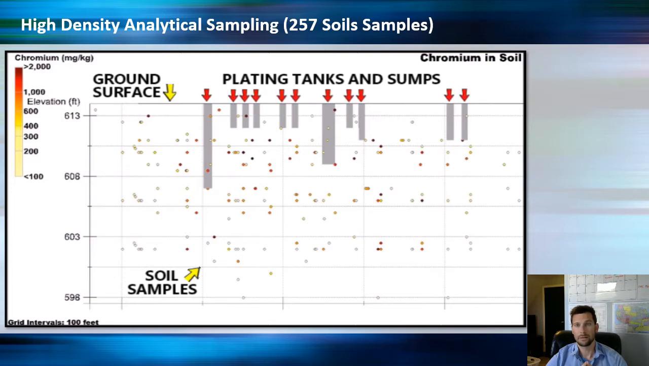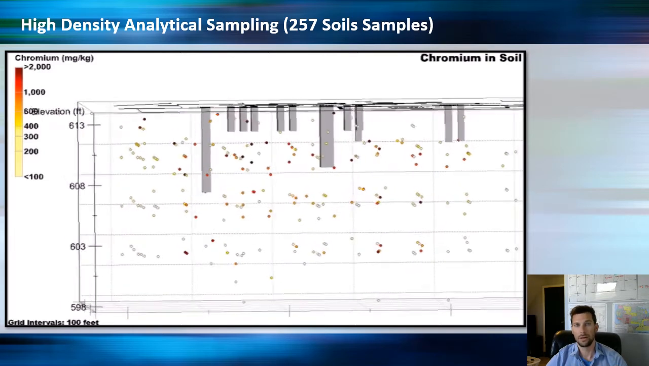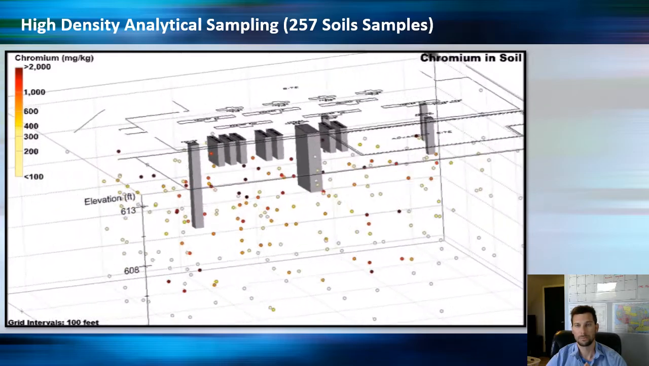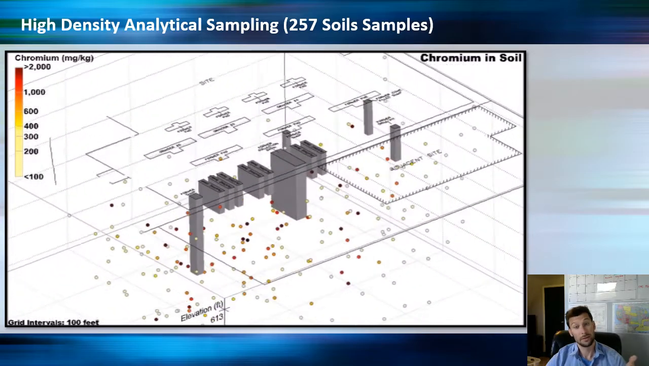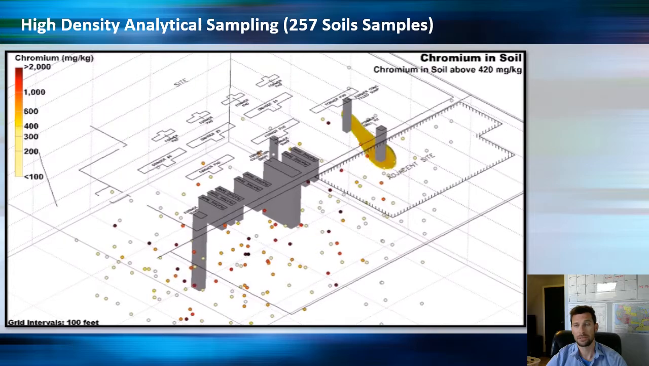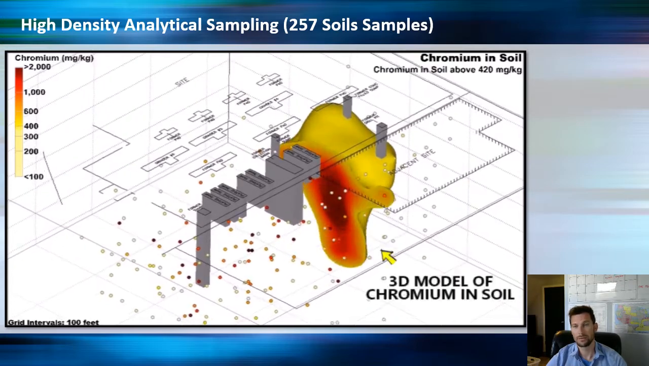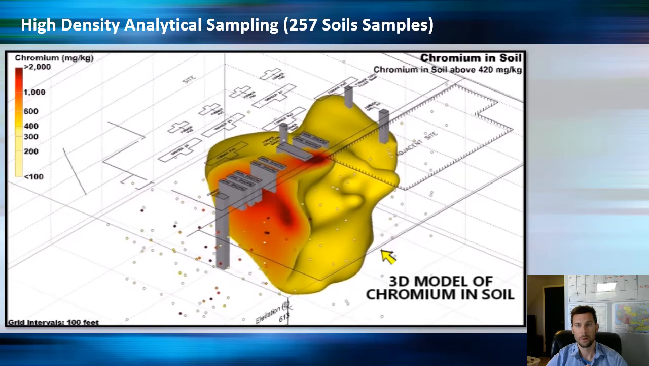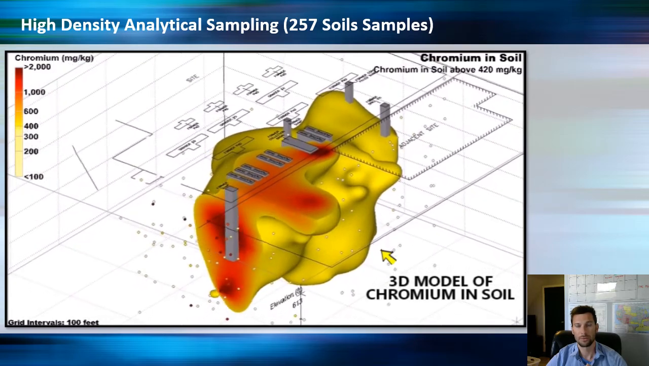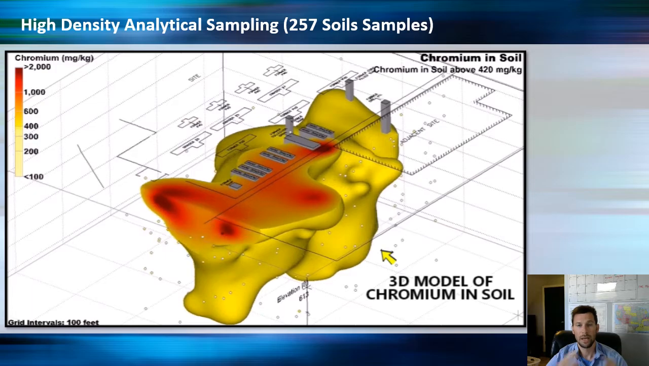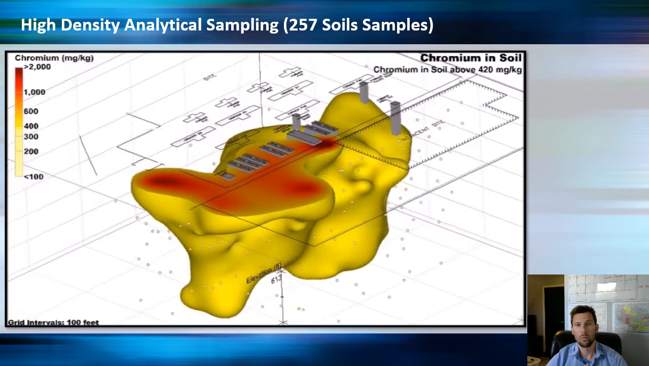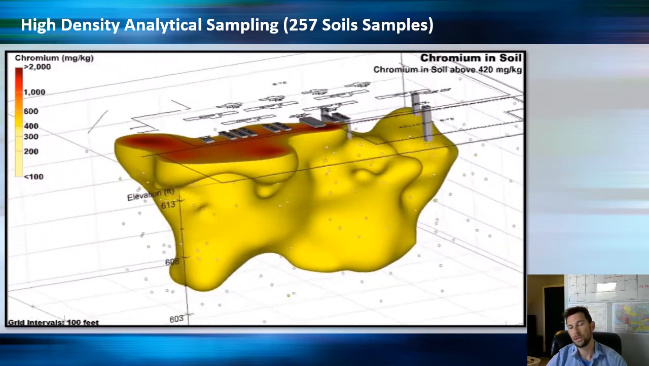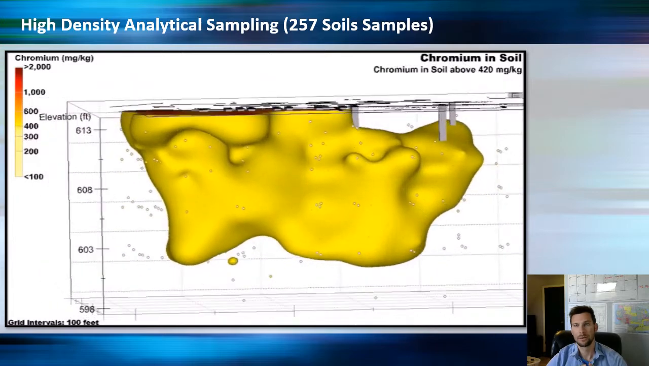Those are plating tanks and sumps. We're looking at it from a side view right now. We're going to rotate it up to a top view. It's difficult to tell where the contamination is until you connect the data points using statistics. And we're looking at everything above 420 milligrams per kilogram of chromium, which was the remediation objective at the site. And right away you could see, where we have superficial spills, how deep the contamination is, the footprint.